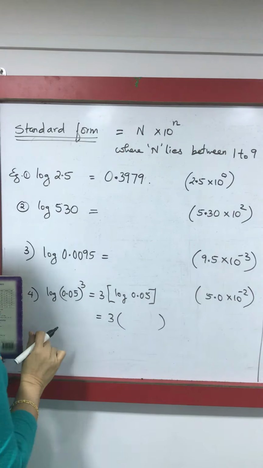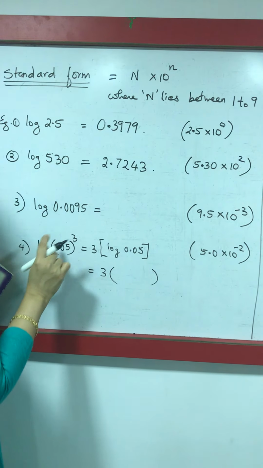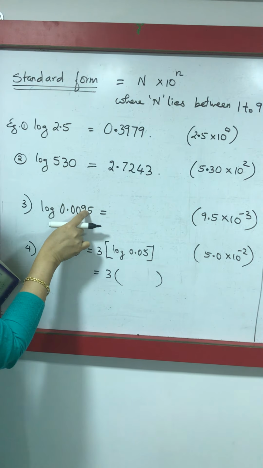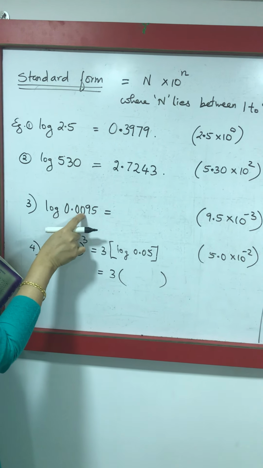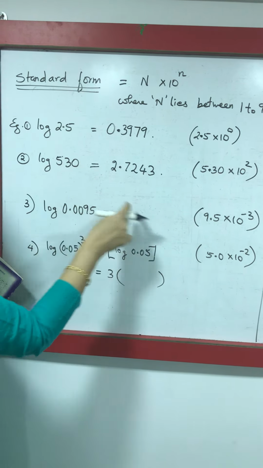Let us take the third example. In the third example, I have written 0.0095. I write this in standard form, which means I have to write the decimal point between 9 and 5, that is, between the non-zero digits. If I shift the decimal point between 9 and 5, then I am going 1, 2 and 3 places to the right-hand side. So that will be written as 9.5 into 10 raised to minus 3.